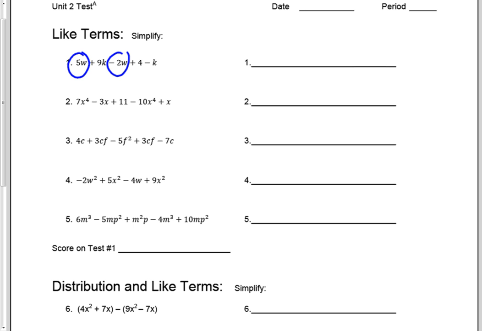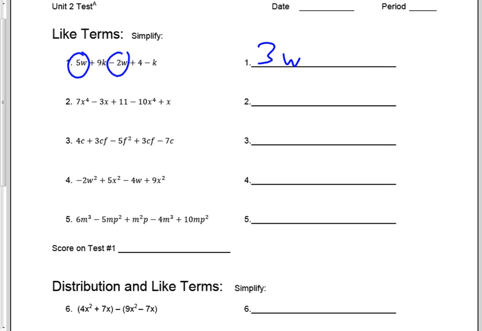We are not doing anything to the W. All we're focusing on is the numbers. What is 5 minus 2? 3. You are doing too much. If you're getting these wrong, you're doing too much. You're doing more than you have to.